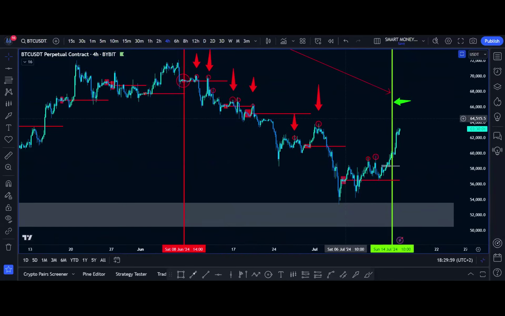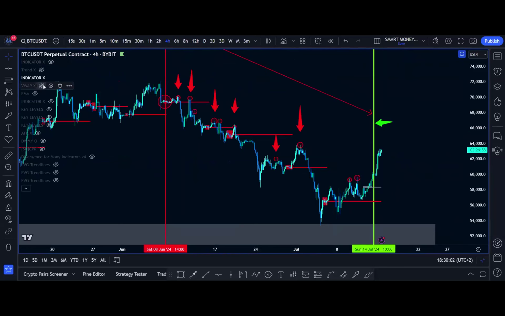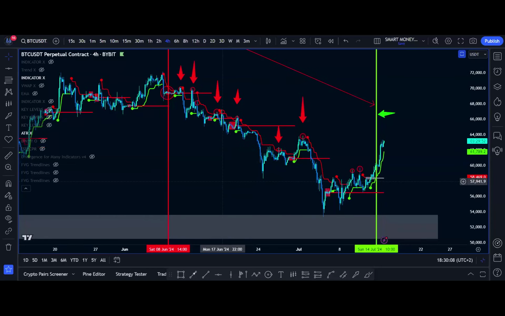I started looking at the VWAP as well. Yes, you can use the VWAP. It's also a great tool. You can also use the ATR. It's also fantastic. So very good.